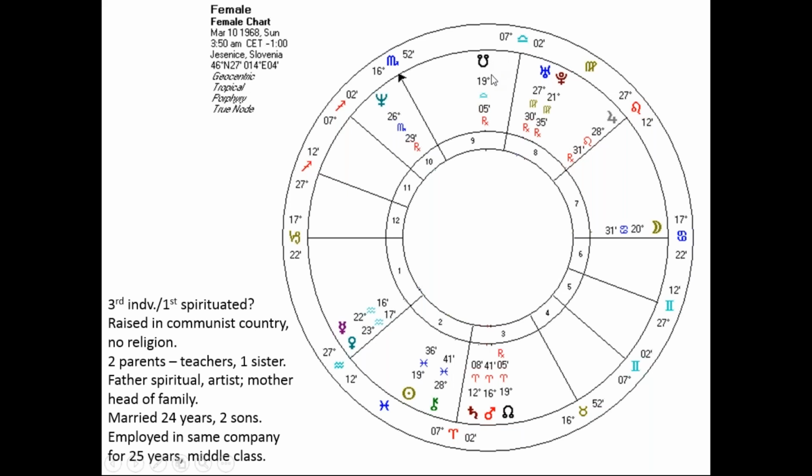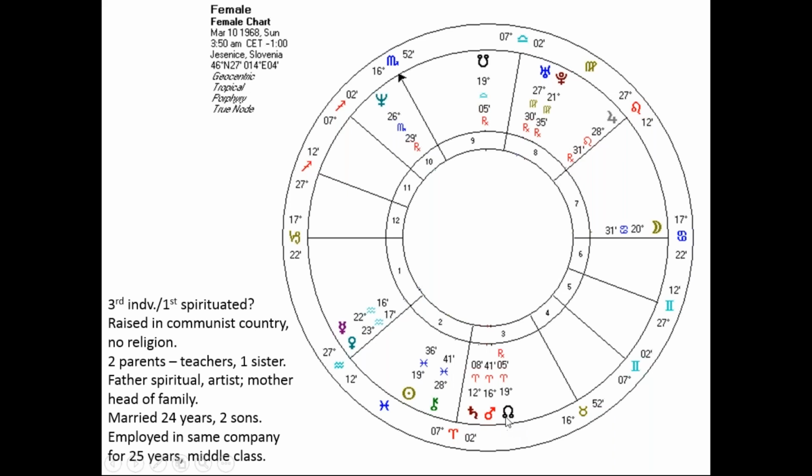So the south node is at 19 degrees Libra in the 9th house. The ruler by sign, Venus, is over here at 23 degrees Aquarius in the first house. The ruler of the south node by house, 9th house Jupiter, is over here at 28 degrees Leo. It's retrograde. And so the two rulers of the south node are opposing each other.